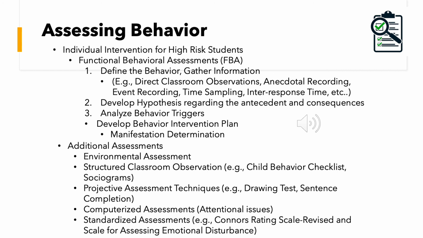Additional measures can include structured classroom observations such as the Child Behavior Checklist and the Connors rating scales, projective assessment techniques, which are more subjective, such as drawing tests and sentence completion tests, and computerized assessments for attentional issues. Additional standardized assessments can be carefully chosen for what they are measuring. For example, again, the Connors rating scale includes measurements for oppositional and attentional behavior, and the Scale for Assessing Emotional Disturbance includes all five required criteria to determine ED eligibility.